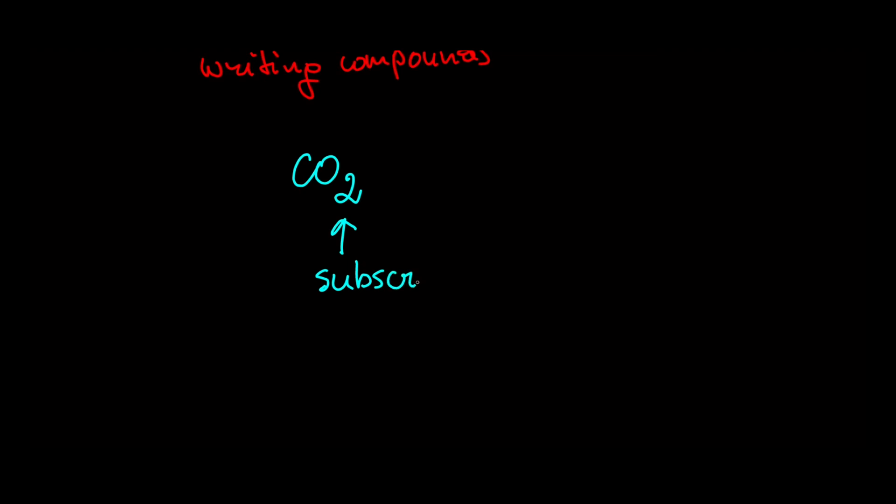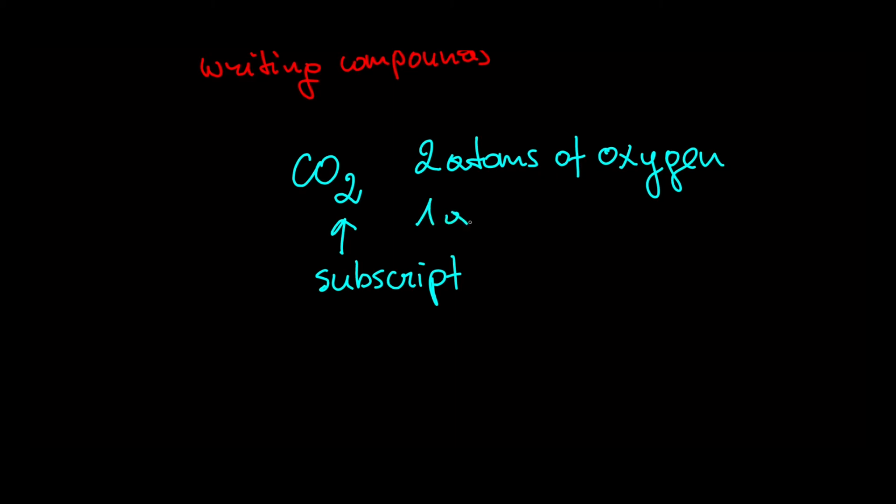Basically, all you need to do is to look at the subscripts. So that means that there are two atoms of oxygen and one atom of carbon. Remember that we never write one in chemistry. So in carbon dioxide, we have a total of three atoms: one atom of carbon and two atoms of oxygen. Let's do a few more examples.